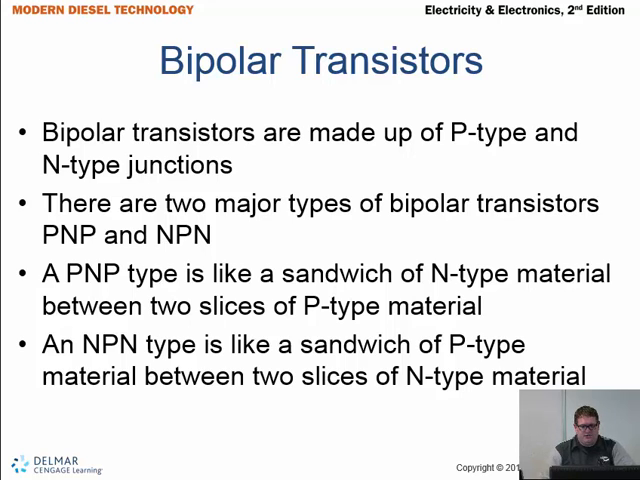All right, bipolar transistors. Bipolar transistors are made up of P-type and N-type junctions. There are two major types of bipolar transistors, PNP and NPN. A PNP type is a sandwich of N-type material between two slices of P-type material. And inversely, an NPN type is a sandwich of P-type material between two slices of N-type material.